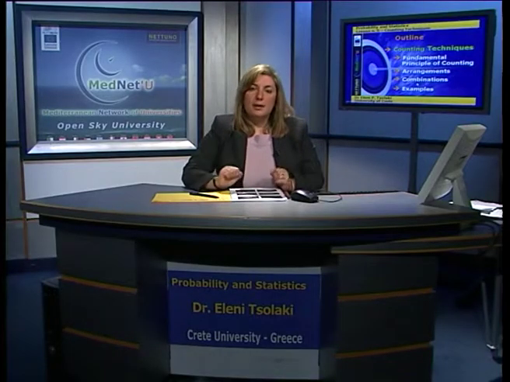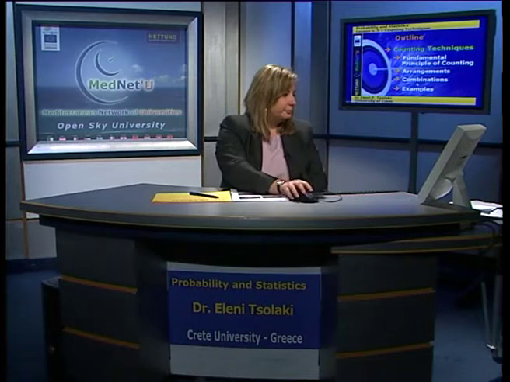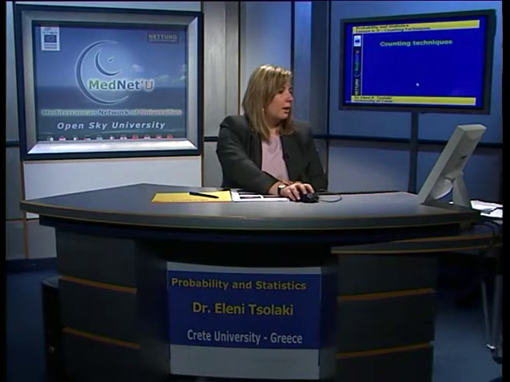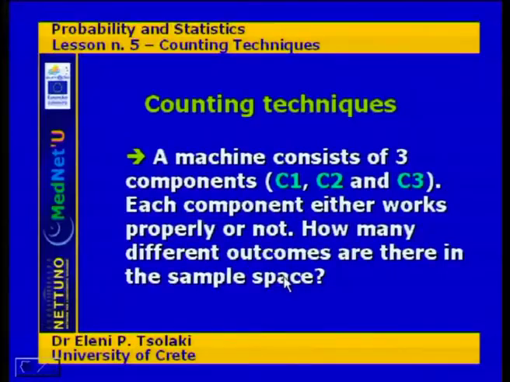So let's start by giving an example. Our first example: we have a machine which consists of three components, C1, C2, and C3. We denote the three components by these three letters. Now, each component either works properly or not. And we are interested to find out how many different outcomes there are in our sample space.